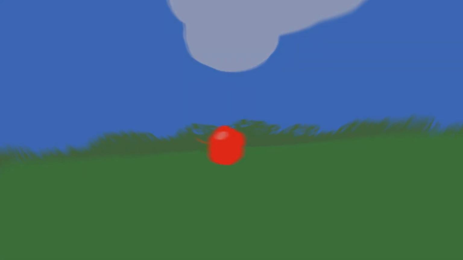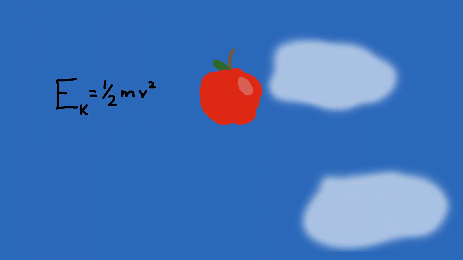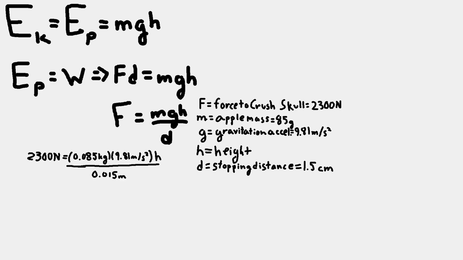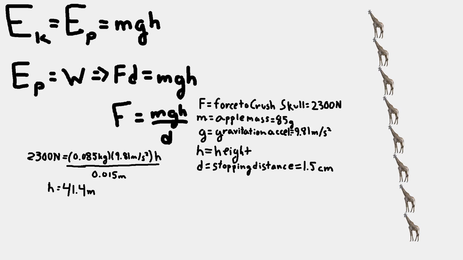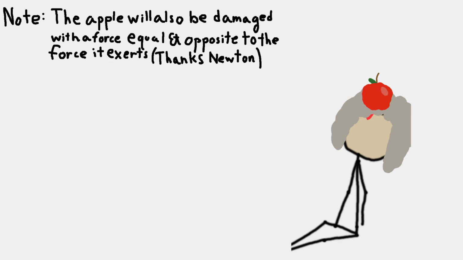What we need to find here is the impact force. To put it simply, we're taking the kinetic energy of the falling apple and converting it into work. With a little rearranging, we end up with our formula, and we find that the apple would need to be dropped from a height of 41.4 meters in order to do some significant damage. At that point, Newton's skull would shatter, and fragments could tear through his brain, causing him to bleed out.